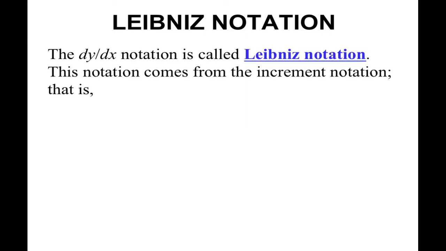Now we have what is called Leibniz notation. Leibniz notation, sorry. Always mispronounce this. And the dy dx notation is called Leibniz notation. This notation comes from the increment notation. That is, dy dx is equal to the limit as the change of x is approaching 0 of the change of y over the change of x. This is just the slope of your secant line as the change of x is getting closer and closer and closer to 0.